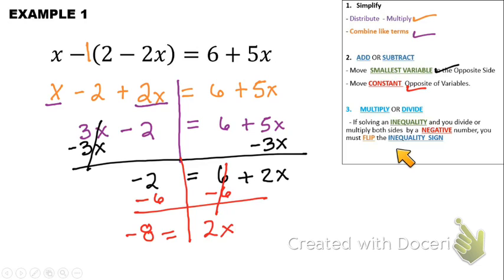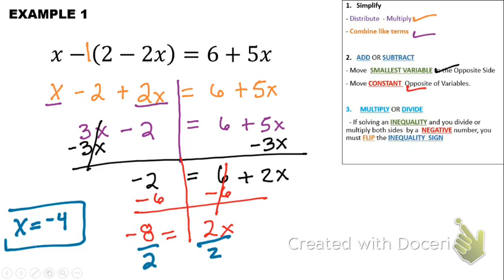And then last but not least is to divide or multiply. In this case, since this is multiplication, we will be dividing by 2 on both sides. And negative 8 divided by 2 is x equals negative 4. Now, this is what we call one solution. One specific number that makes this equation true. Alright, let's move on.